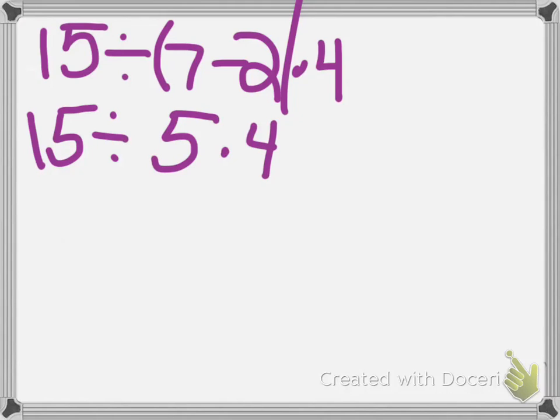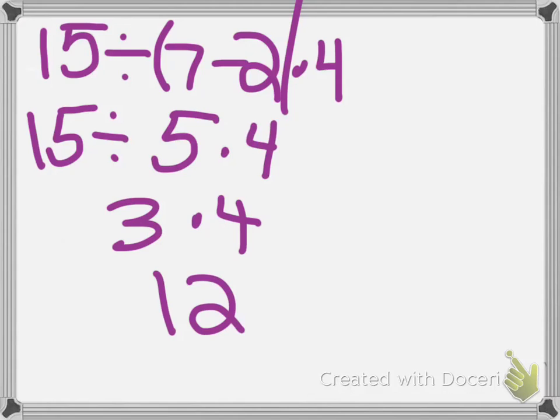And don't forget to do the PEMDAS, which is parentheses first, and then the exponents, but we don't have any exponents in this problem, so you don't have to worry about that. Step 3 is multiply or divide, and step 4 is add or subtract. Since we have division first in this problem, you do 15 divided by 5, which is 3 times 4, and 3 times 4 is 12.